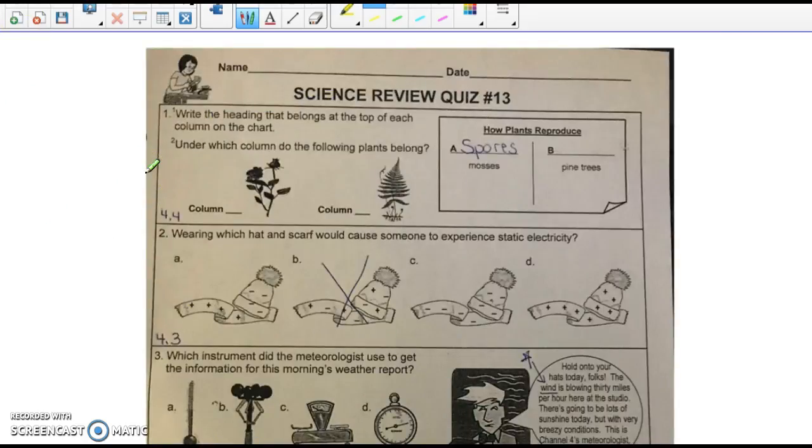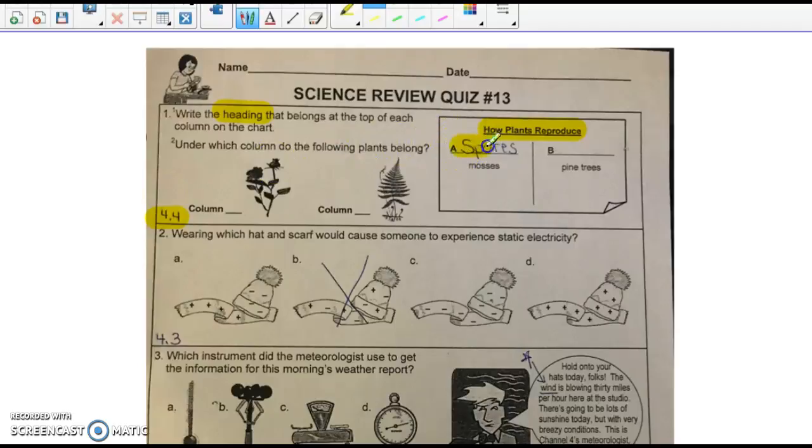Okay, so now you need to open up an extra tab up at the top so that you can toggle back and forth between SOL Pass or whatever resources to help you with this. Number 1, write the heading that belongs at the top of each column on the chart. I've given you one. This says how plants reproduce. That is SOL 4.4 in SOL Pass. Okay, so you can go in there and look.